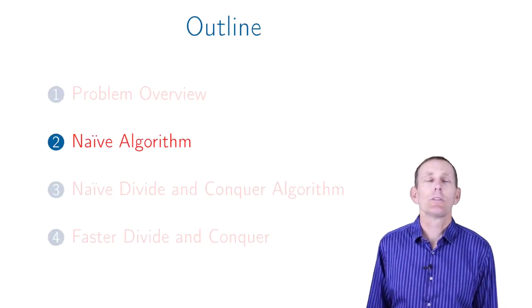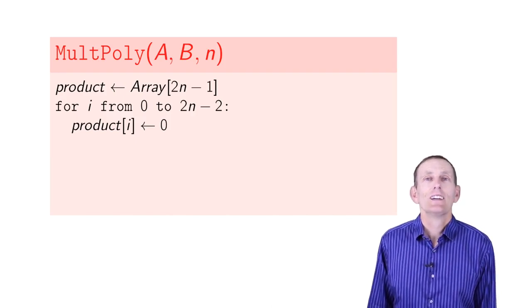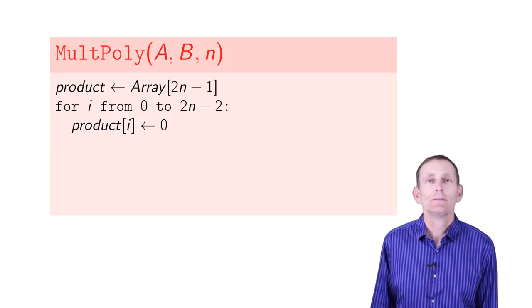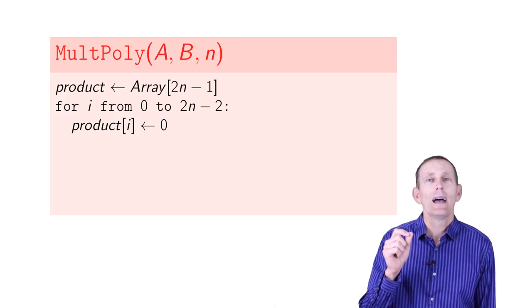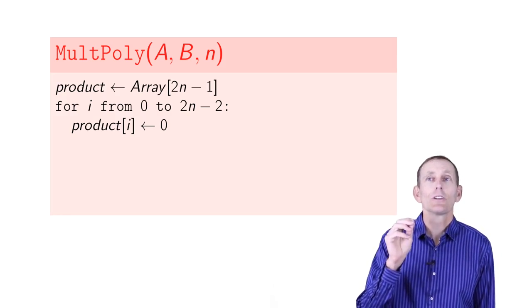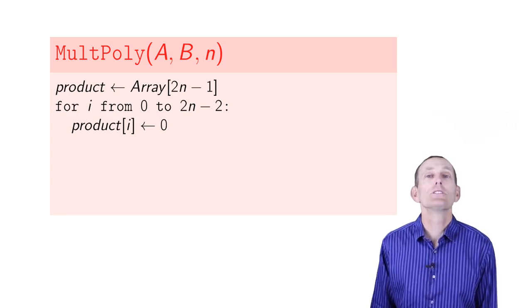So let's look at a naive algorithm to solve this. The naive algorithm basically just says, first off, let's create a product array. This is basically going to be the C, the result. And it's going to be of highest degree 2n-2. So it's going to have 2n-1 terms, all the way from the 0 term up to the 2n-2 term.